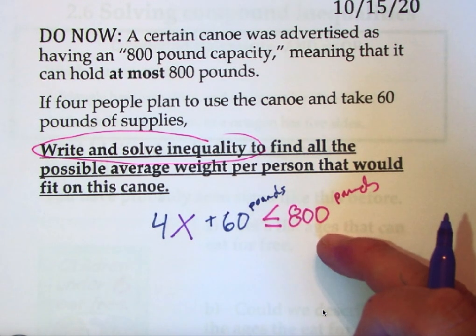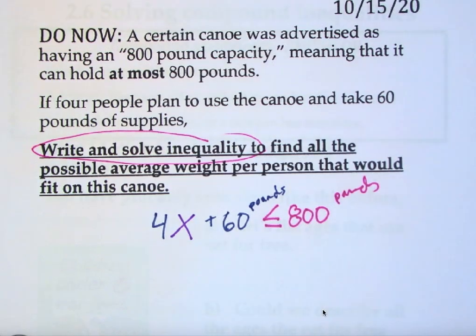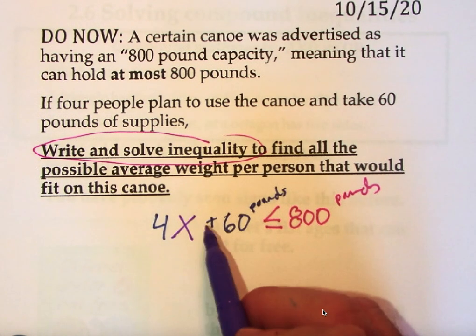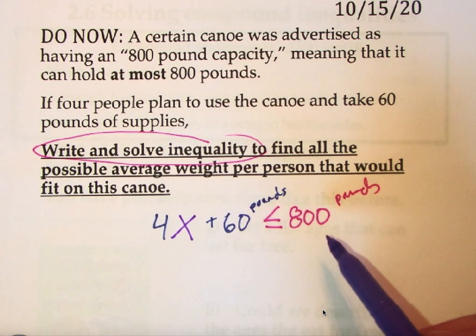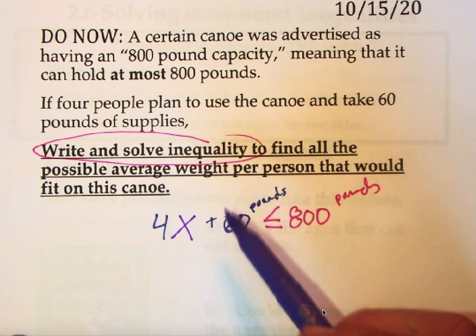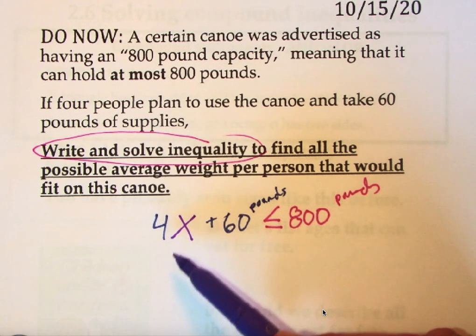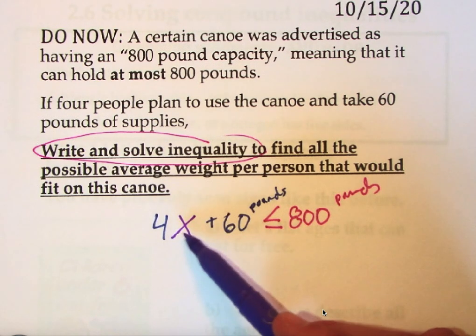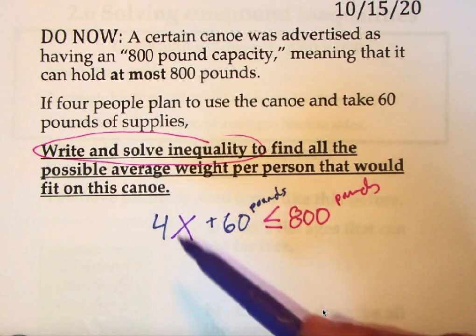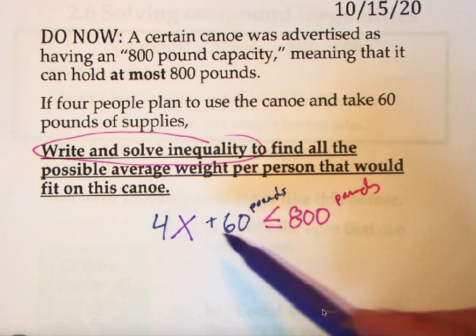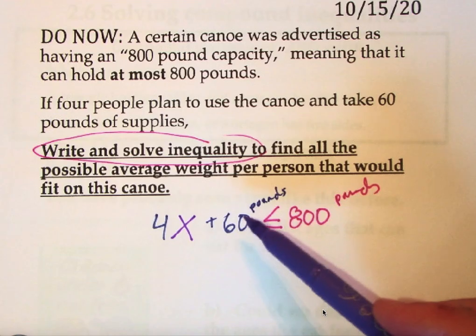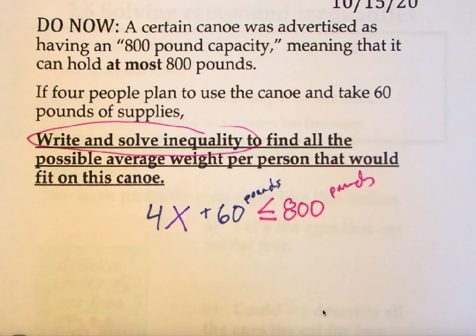Say you added the weight of the 4 people, divided by 4, and they were 100 pounds on average. Could they take this canoe? I would say yes, because 4 times 100 plus 60 is less than or equal to 800. Could the average weight be 200 per person? Well, that would be no. You can't have four 200-pound people, because plus the 60 it would be over.